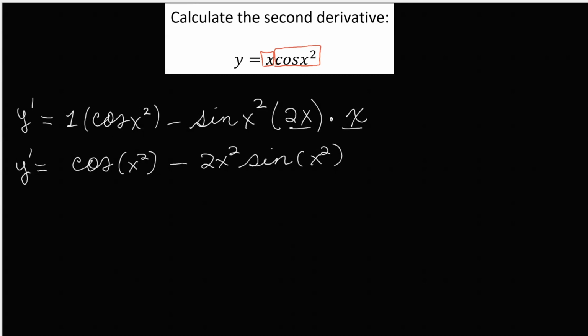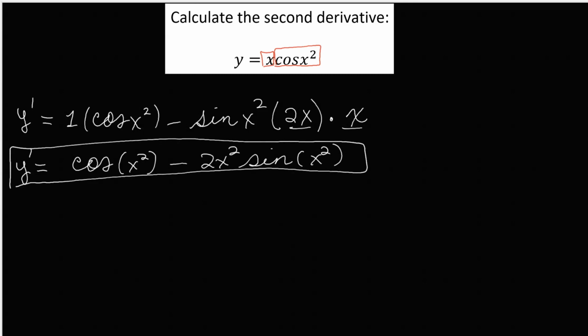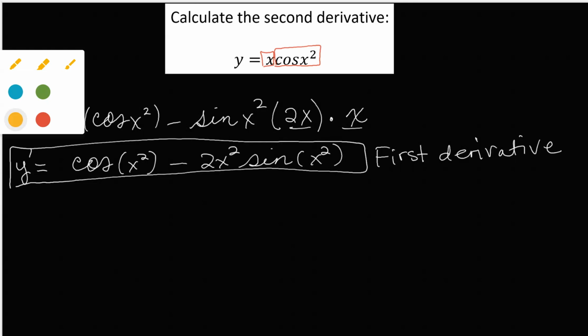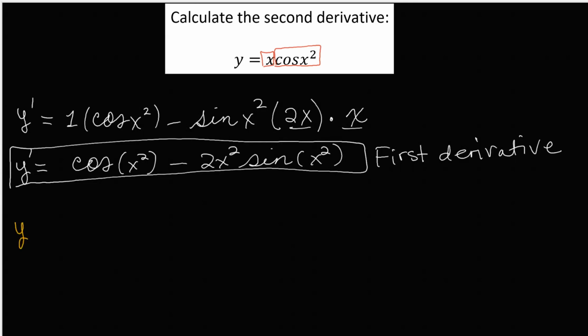Now, what am I going to get to do with that? I am going to get to take the second derivative. This is the first derivative. And then the second derivative, the notation would be 2 marks here. That's the double prime. That would be the second derivative.